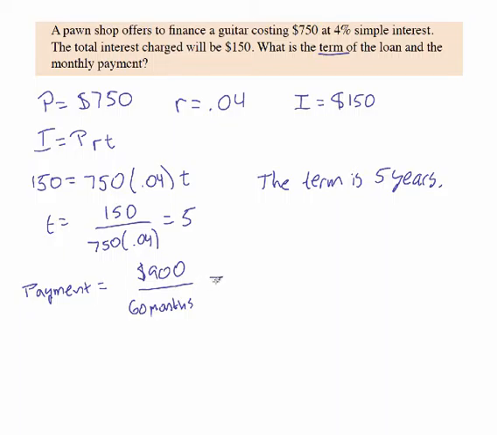So I divide $900 by 60 months, and what I get is $15 per month. Again, focusing on the units, I divided a dollar amount by a number of months. I got $15 per month, which is a perfectly reasonable answer when you're looking for a monthly payment.